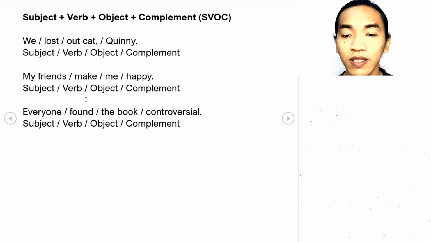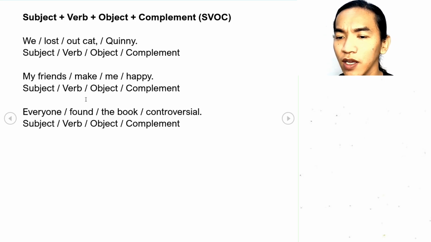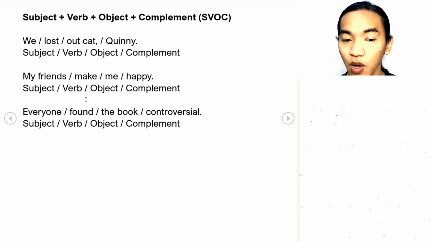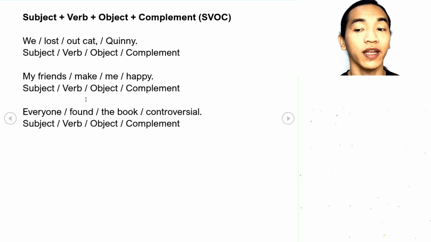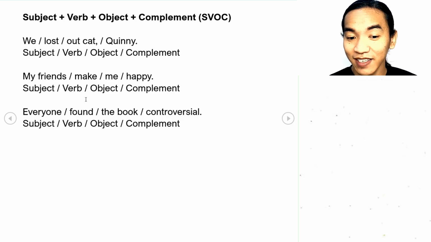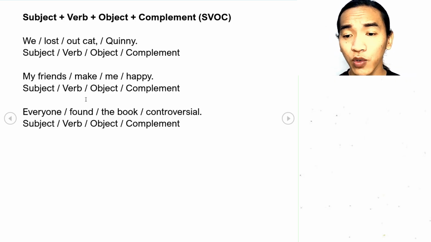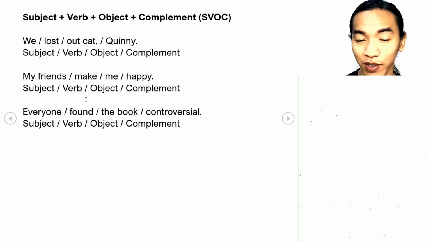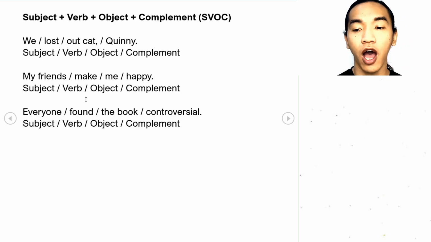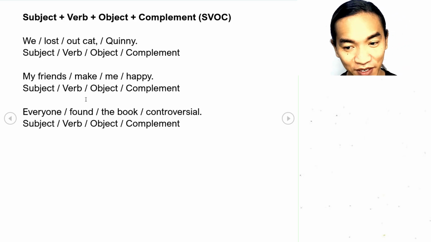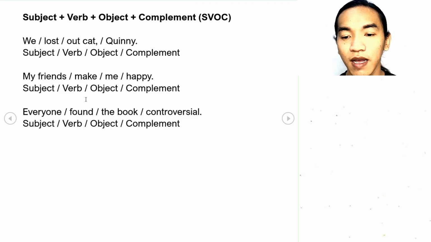Okay, now the question here is: Queenie as a complement, what is it? Is it a subject complement or an object complement? Take a look at this one. Queenie refers to the cat, which is the object of our sentence. So, definitely, Queenie is your object complement. Okay? Next one. My friends make me happy.